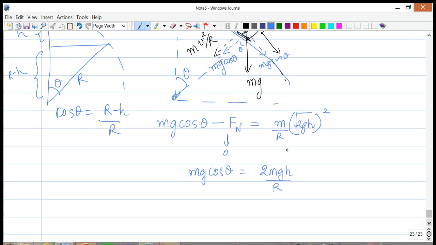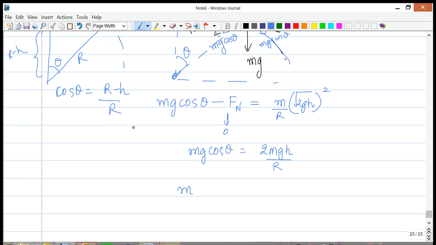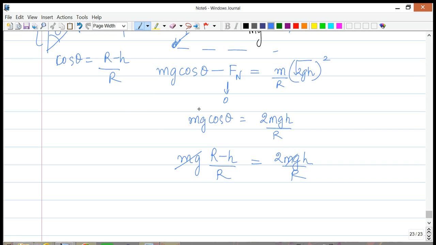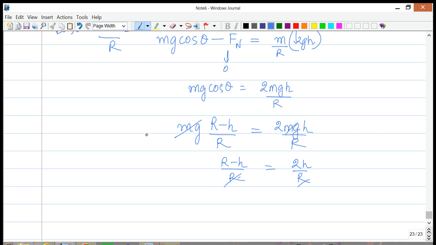Great. So we can now substitute for cosine theta, which is mg times r minus h over r, equal to 2mgh over r. Let's cancel out the mg's, and we have r minus h over r is equal to 2 times h over r. The r's cancel out. We have r is equal to 3h, and so h is equal to r divided by 3. So this is the height at which the object loses its contact.